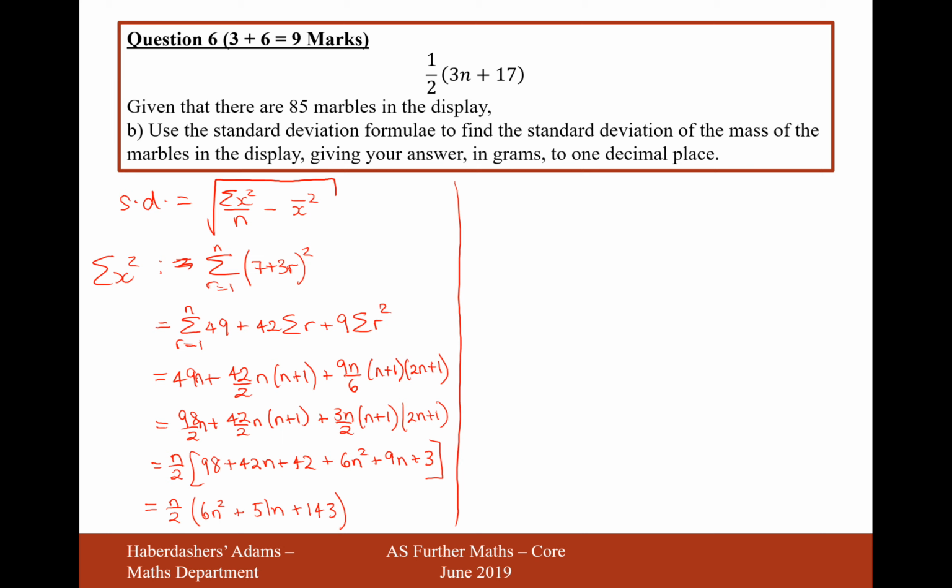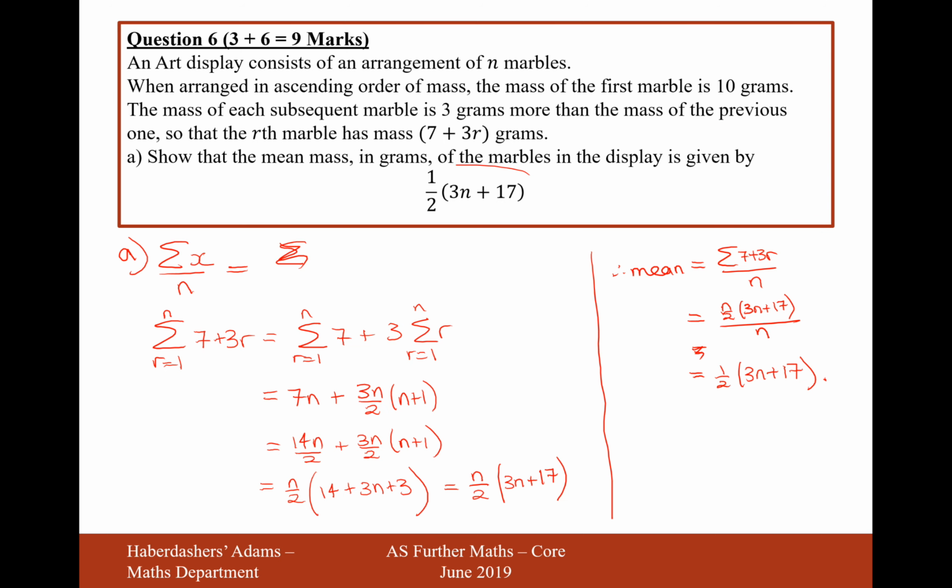Okay, so there we are. That is the summation for x squared. Now the summation for x squared over n is going to equal this thing here divided by n. So it's going to be a half bracket 6n squared plus 51n plus 143. Right, so the next thing we need to now do is this minus the mean squared. So now mean squared is going to equal, the mean was on the previous page here, it was this expression here, so a half 3n plus 17 all squared.